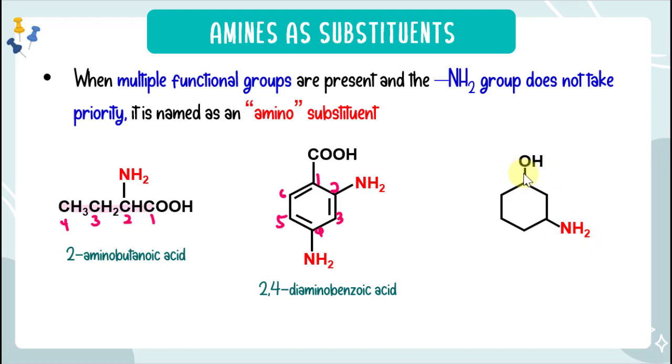Alright, for the cyclic compound, we have OH and also an amino group. The hydroxy group will become the parent name because it has higher priority than the amino group. So we will make it the parent. And then to number the carbons on our cyclic compound, we start with the carbon attached to the OH as carbon number 1, 2, 3, 4, 5, and 6. So the IUPAC name for this compound will be 3-aminocyclohexanol.